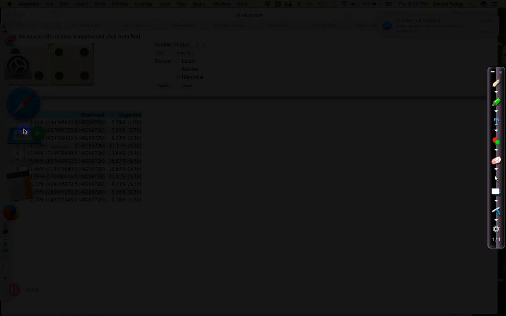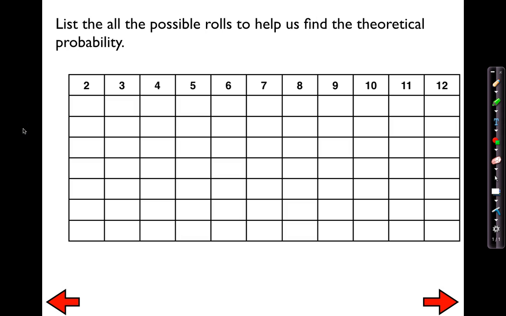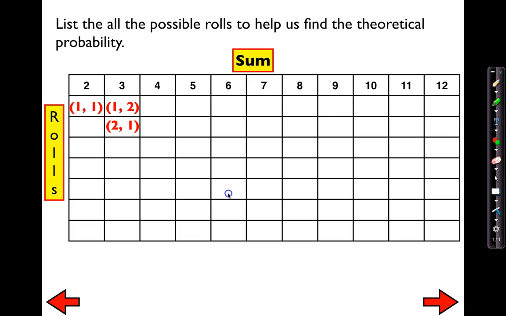So to go back to the keynote, to answer this question, let's go ahead and list all the possible rolls to help us figure out the theoretical probability. For a 2, the only opportunity is if you roll a 1 and a 1. What about a 3? You can roll a 1 and a 2 or a 2 and a 1. We're assuming this is always the first die and this is the second die. Now, how can you roll a 4? You can roll a 1 and a 3, a 3 and a 1, or a 2 and a 2. For 5, you can roll a 1 and a 4, a 4 and a 1, a 2 and a 3, or a 3 and a 2.